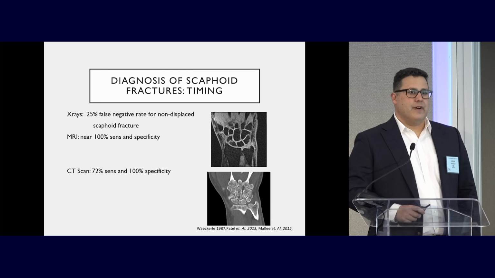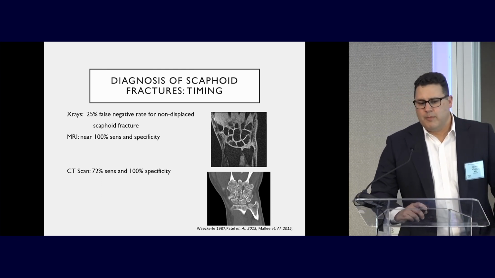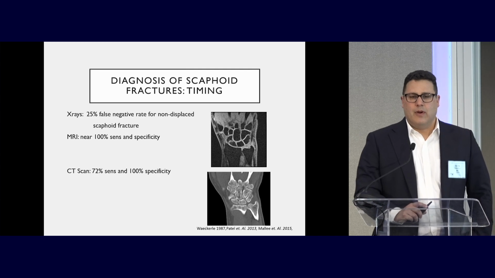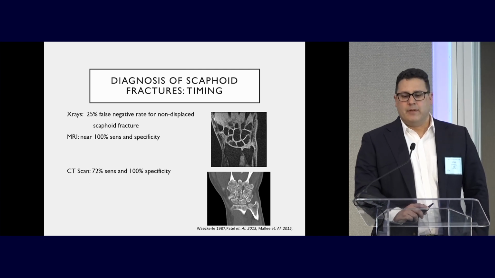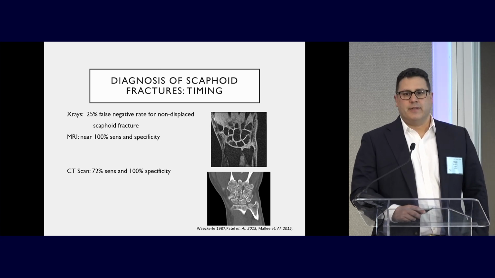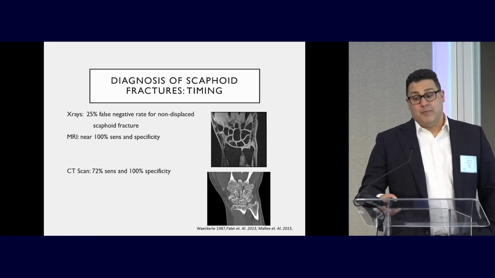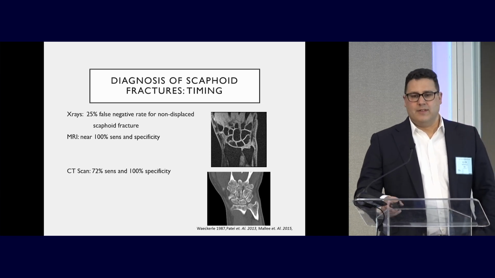So how do we identify these fractures when they happen? It's really important to know that about a quarter of these fractures will have negative x-rays. So it's very important to have a high index of suspicion when a patient falls onto their wrist and continues to have pain over their scaphoid. You need to either follow them up with a subsequent x-ray or go on to advanced imaging.